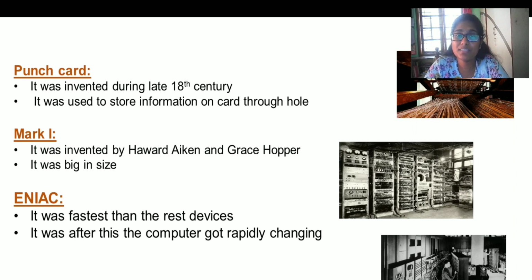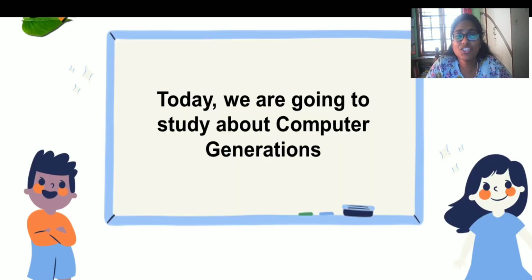Mark-I was invented by Howard Aiken and Grace Hopper. It was of very big size. ENIAC was faster than the rest of the calculating devices. After the invention of this, the computer started rapidly changing.